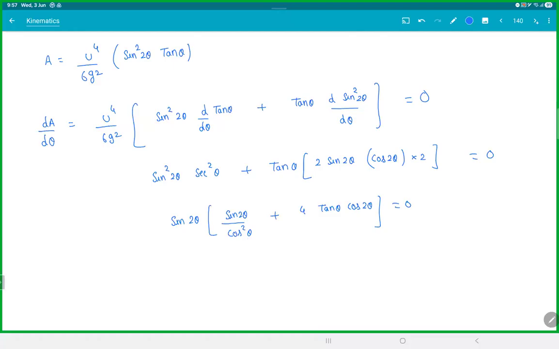We will not take that condition. That's when it is vertical. Actually, that will give you the minima condition. Then the other one is sin 2 theta is cos square theta plus 4, that is sin theta cos 2 theta by cos theta is equal to 0. Arrange this a bit. Bring that cos 2 theta this side.